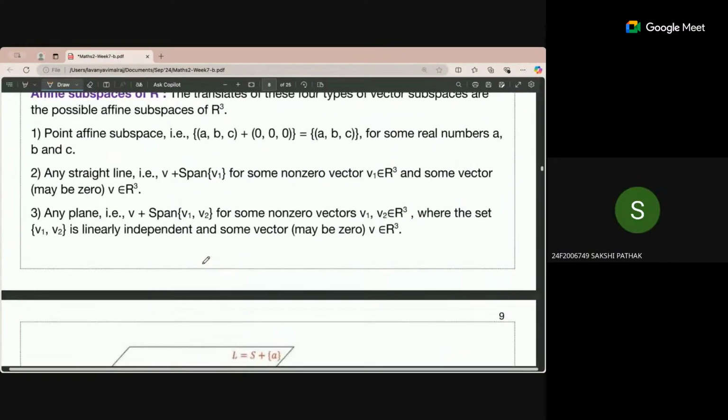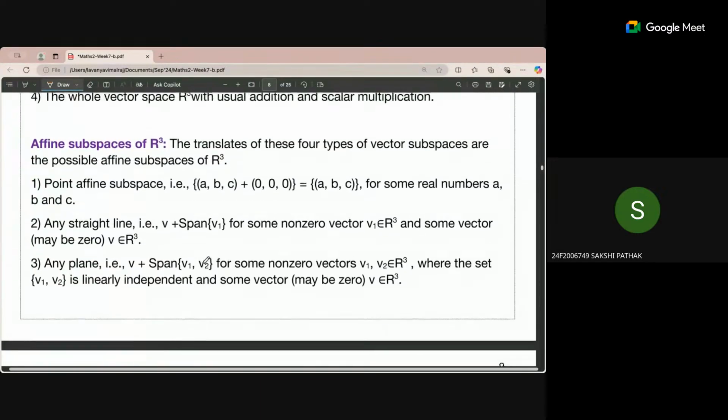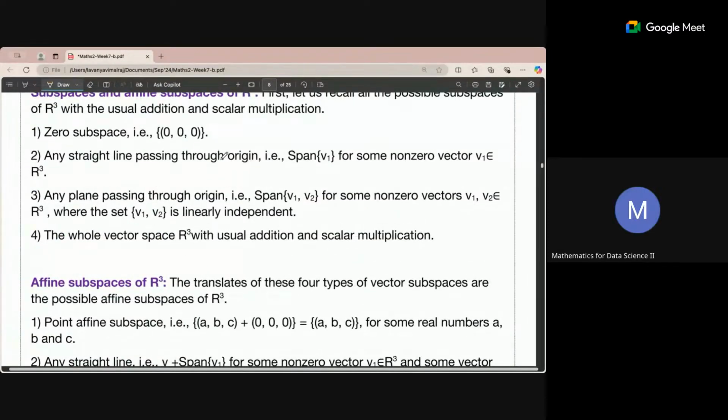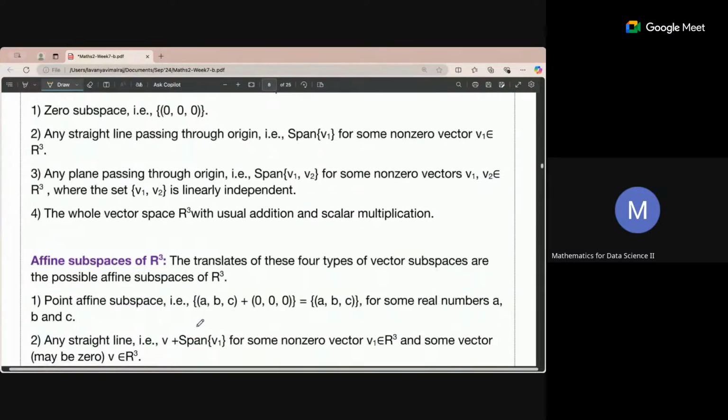Why is any straight line a subspace of R3? Can you explain this point, please? See, any straight line passing through origin is a subspace, right? This is a week 3 topic maybe. So what is your doubt here? Why is any straight line passing through origin a subspace? Okay, any straight line passing through origin particularly. Without this, it cannot be a subspace. But when you go to an affine subspace, it is just any straight line. Passing through origin, I am not putting here.